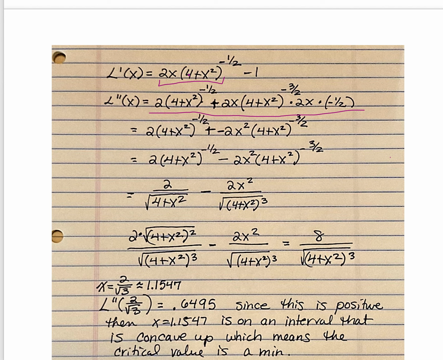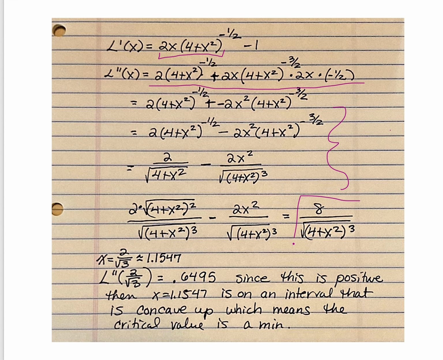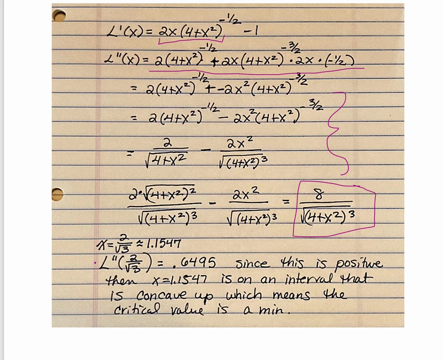Now, when I take the derivative of the second function, I have to remember to multiply by the derivative of what's inside. And then when I clean that all up and simplify it, I'll let you guys read through these steps on how I simplified it. But what you end up getting when you simplify it is 8 over the square root of 4 plus x squared, all raised to the third power. Now, our critical value is 2 over the square root of 3, and you can check plus or minus, but for me, the plus worked out, okay?